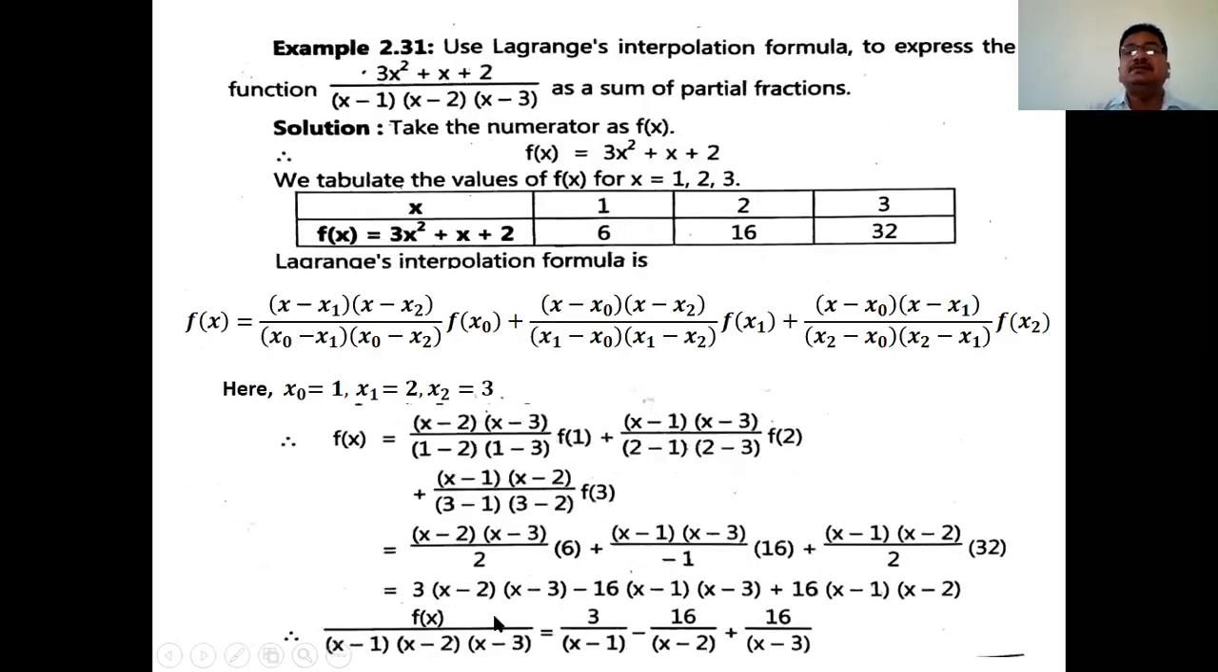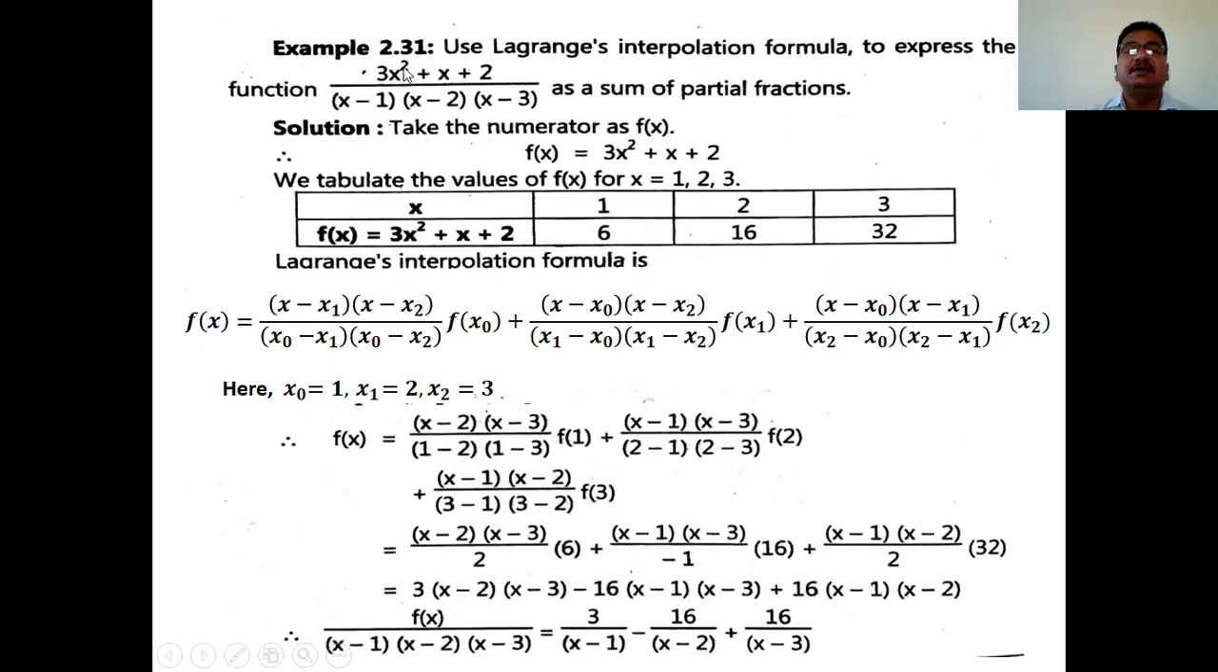So the next problem is: use Lagrange's interpolation formula to express the function as a sum of partial fractions. So what are the partial fractions of this function? In 12th, we can calculate its integration by partial fractions.